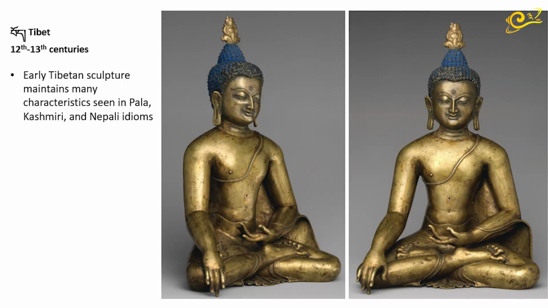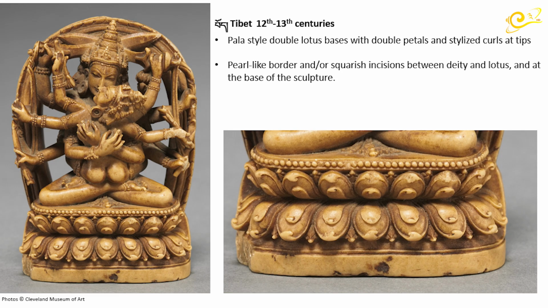So early Tibetan sculpture has a lot of these elements from Pala, Kashmir, and Nepal. If we look here at this figure of a form of Manjushri Yabyum, we can see the Pala-style double lotus base with these curls at the tips and this little pearl border going along, so very much looking outside.